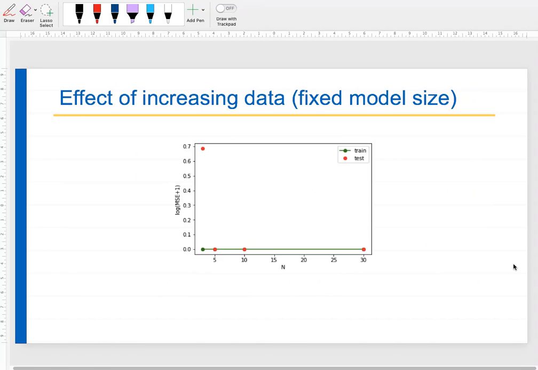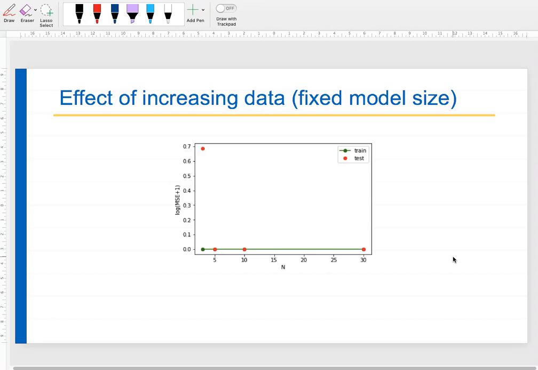And this is the general trend. This is the error on the y-axis, the mean squared error plus 1 log. So this is the error, and this is the number of training points. I took 3 points here, the error was very large. 5 points, error was almost 0. With 10 points, almost 0. 30 points, almost 0.